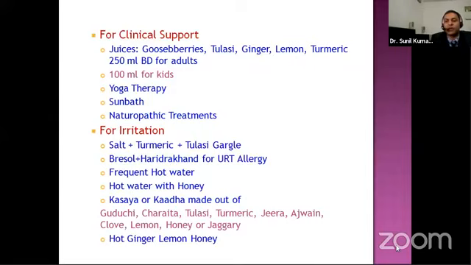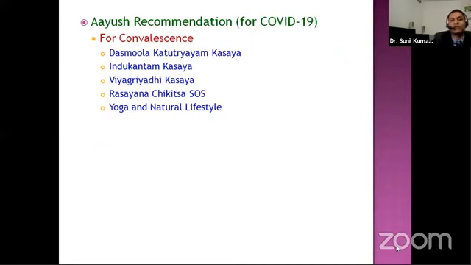Dr. Murthy has already talked about that. For throat irritation, salt, turmeric, and tulsi gargle. And there are some Ayurvedic herbal preparations, Bresol, Haridrakhand for upper respiratory tract allergies, frequent hot water with honey, kasaya and kara made out of guduchi, chiraita, tulsi, turmeric, jeera, clove, lemon, all those things. I think hot lemon, ginger, honey also helps. And for convalescence, if you are recovering, then Dasapula Katutrayam Kasaya, Indukantam Kasaya, Rasayan Chikitsa, Yoga and Natural Lifestyle, all these things Aayush is recommending.